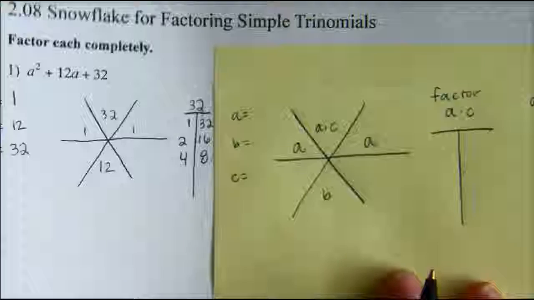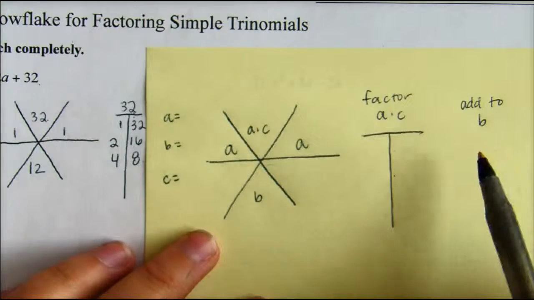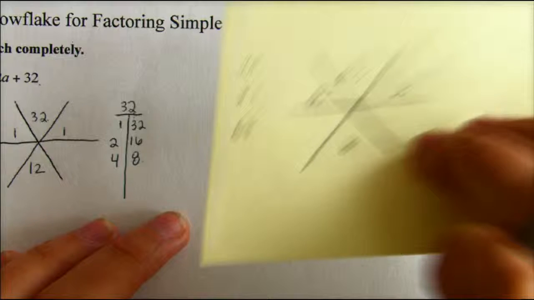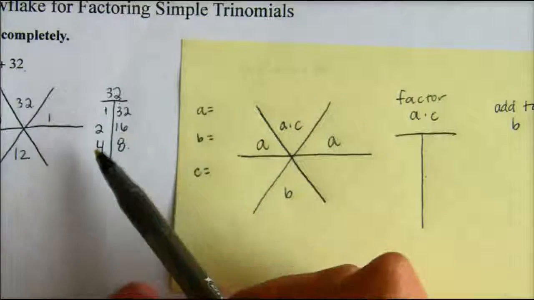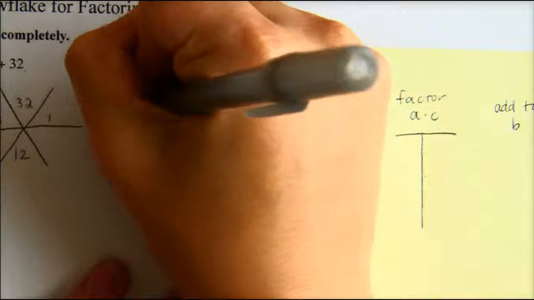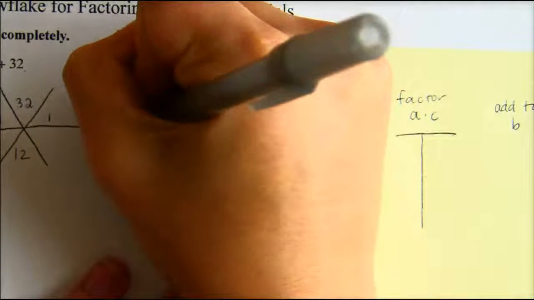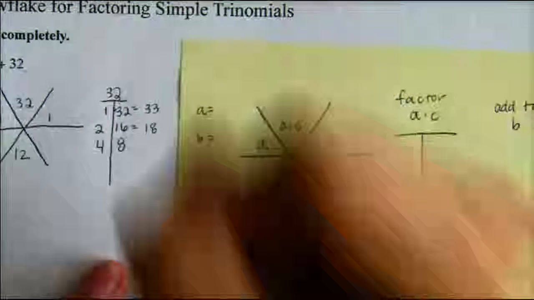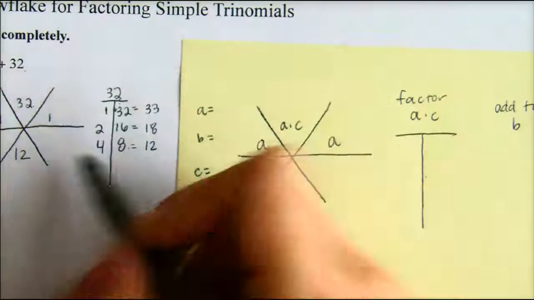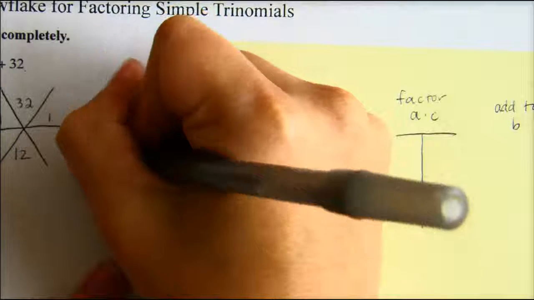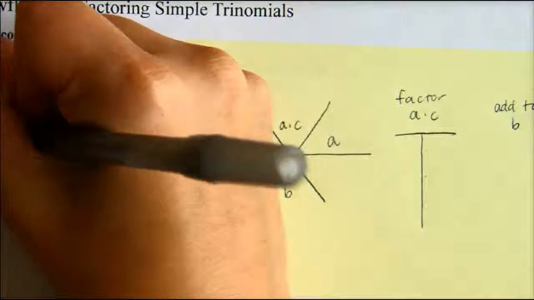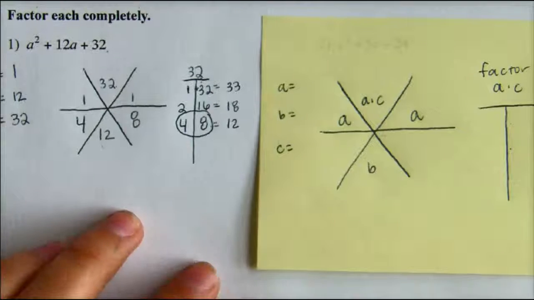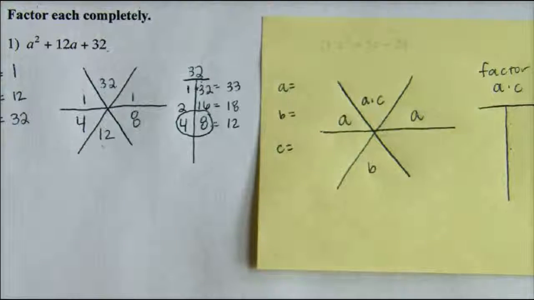Okay. My last step is I want to figure out which of these factors will add to B. I'm just going to scooch this over a little bit. So if I add 1 plus 32, I get 33. 2 plus 16, I get 18. And 4 plus 8, here we go, I get 12, which was my B value. So my two factors are going to be 4 and 8. So in my Snowflake, I'm going to fill in that 4 and that 8.